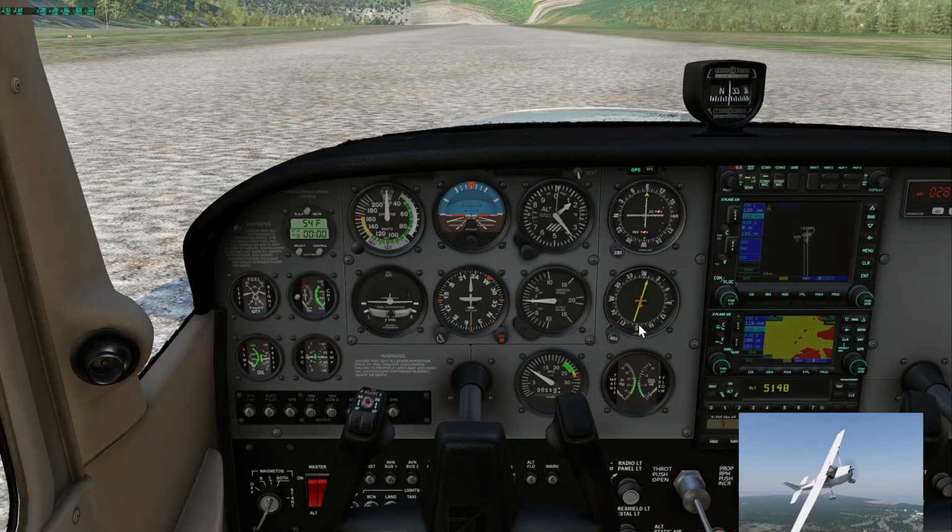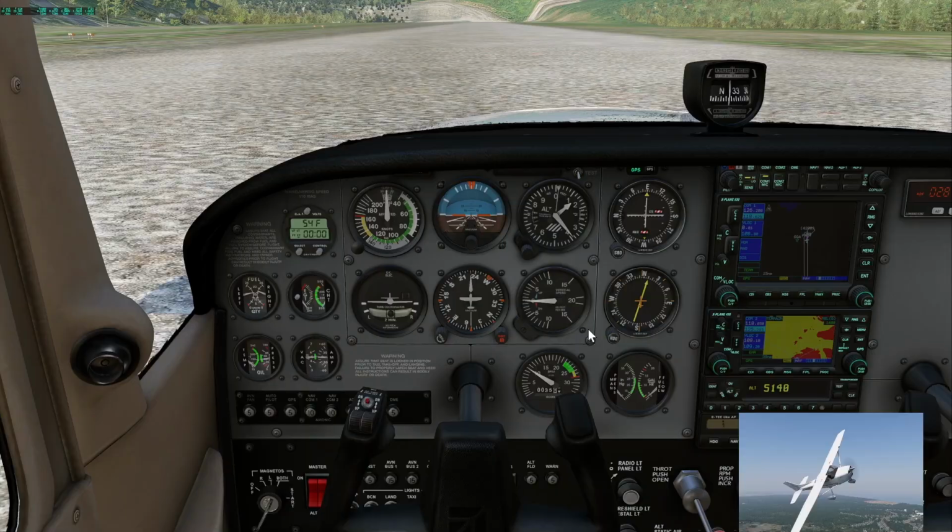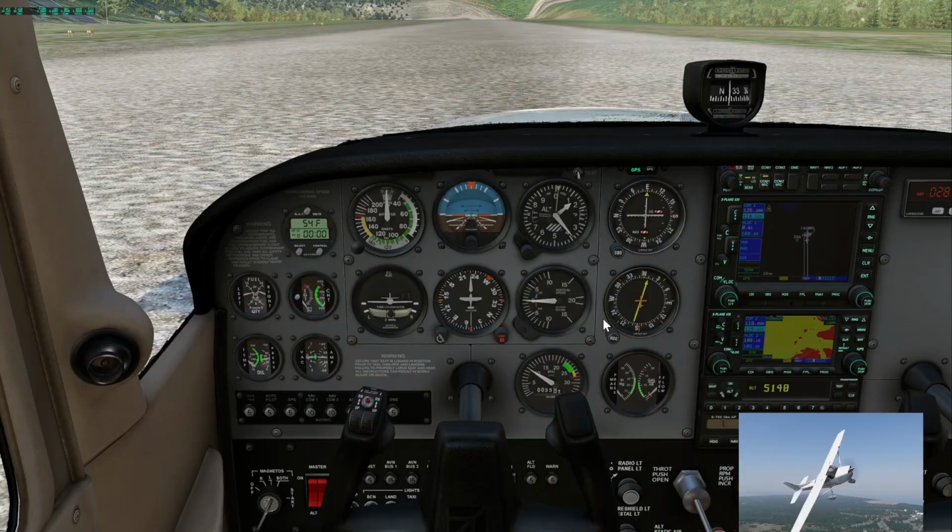We're also going to take a look at 2 procedure turns. One I created in Little Nav Map. Let's take a look at the approach plate.